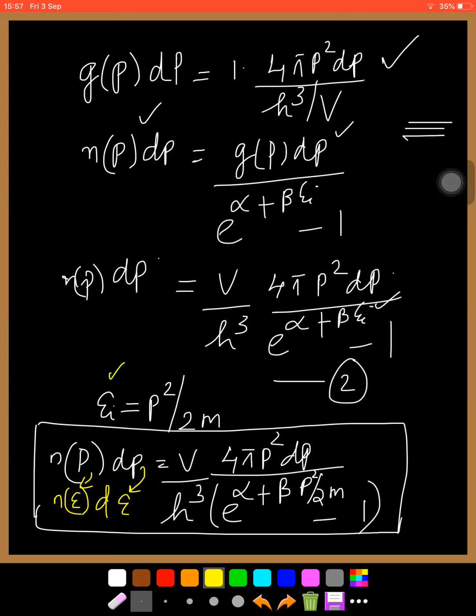And we are using this relation, E is equal to p square by 2m. So now we are going to convert equation 3 in terms of E.